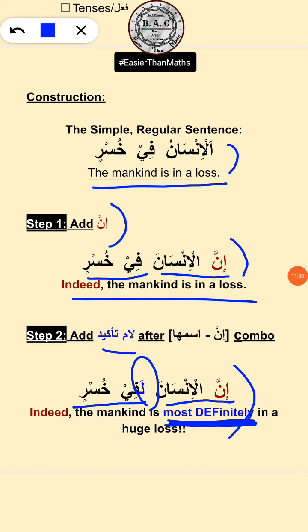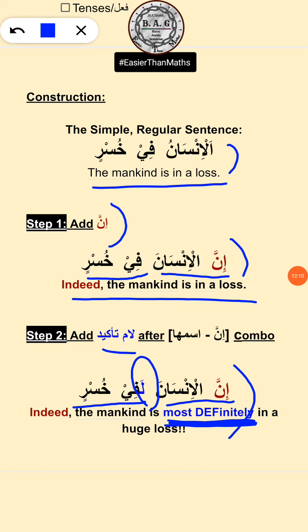But if you understand what Laam-e-taakeed exactly is and what it does, what kind of importance and urgency and stress it imparts to the sentence, you are going to recite it a bit differently. You're going to say it in the following way: innal insana lafi khusrin. Now, did you notice the subtle difference in the tone of la that I pronounced? I'm sure you did. So this is exactly how you are going to understand it.